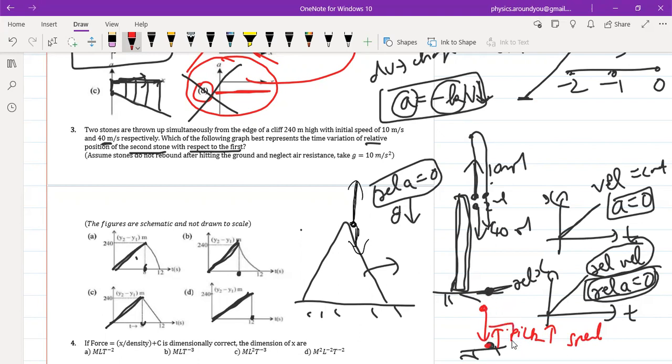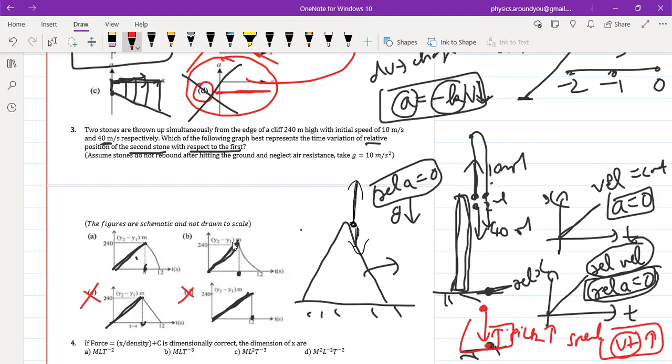So the velocity of the second stone with respect to the first is positive and it is increasing. Velocity of the first one with the second is positive, right? Why? Because the second stone is climbing up. Then the velocity sign should be positive and it is increasing with time. Between the options, obviously C is eliminated, D is eliminated.